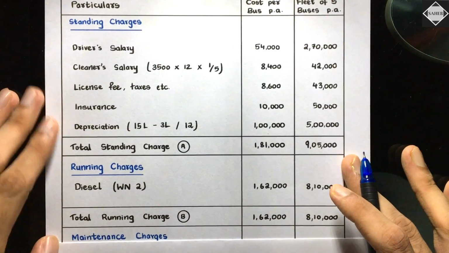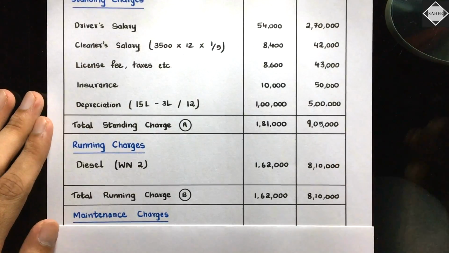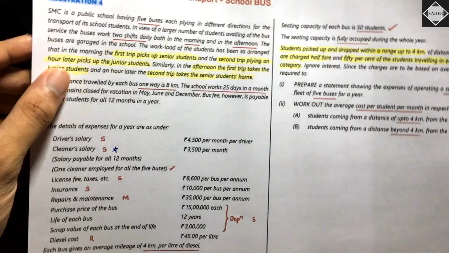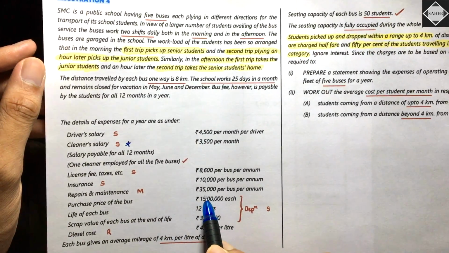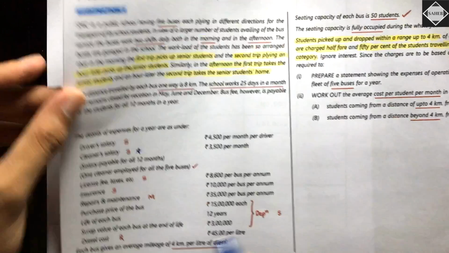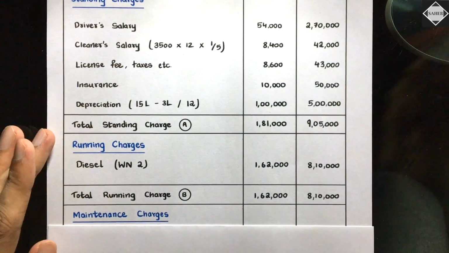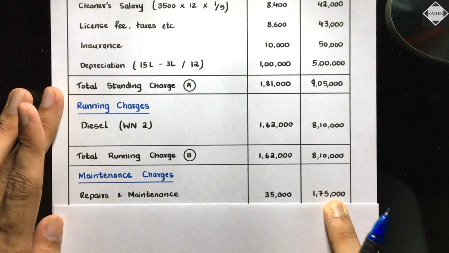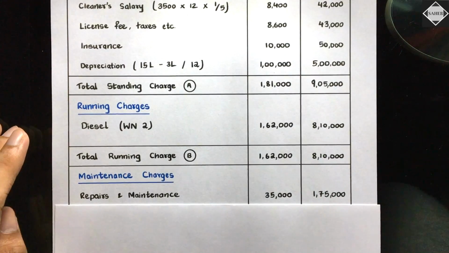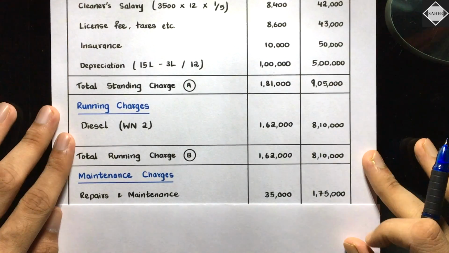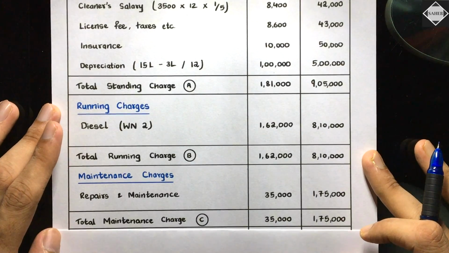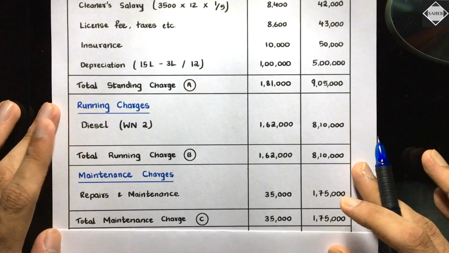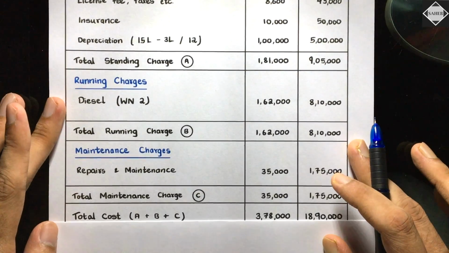Okay. Then maintenance charges. How much do we have? They have said 35,000 per bus per annum. Directly copy paste you can do. Per bus per annum they have said. So 35, then into 5, that is equal to 1,75,000. Is it clear? Are you clear till over here? Then if you make a total, that's the same, 35,000 and 1,75,000, right? Then you calculate the total cost.